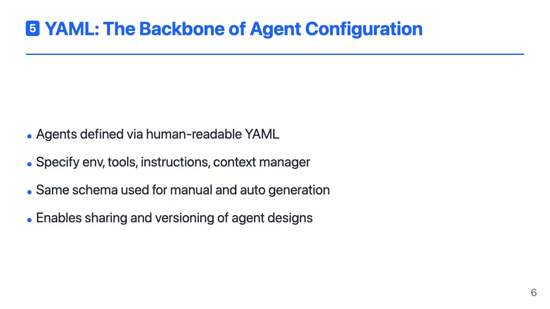Youtu-Agent standardizes everything in YAML. An agent configuration declares which environment to use, which toolkits are active, what system instructions guide the LLM, and how context is managed. This human-readable format makes it easy to prototype, share, and version different agent variants. Crucially, this same YAML schema is also the target for the automated generation mechanisms, so both humans and meta agents are speaking the same configuration language.